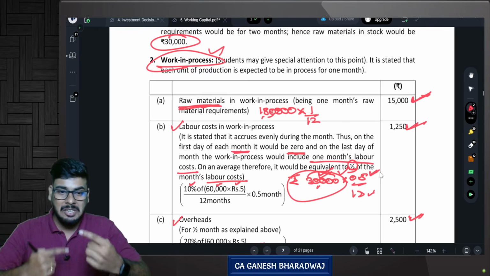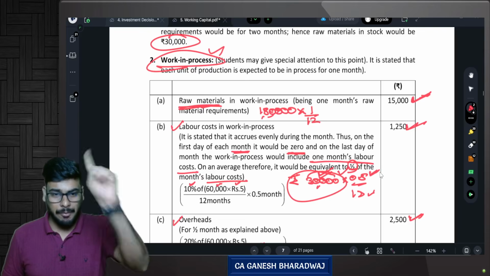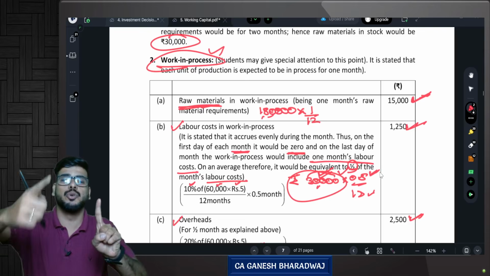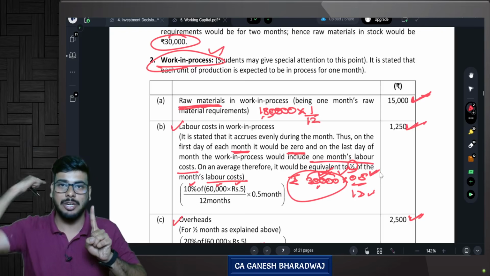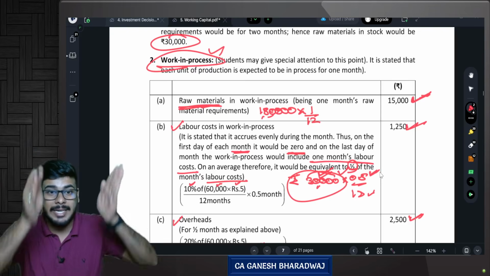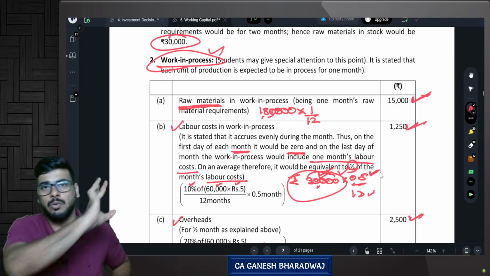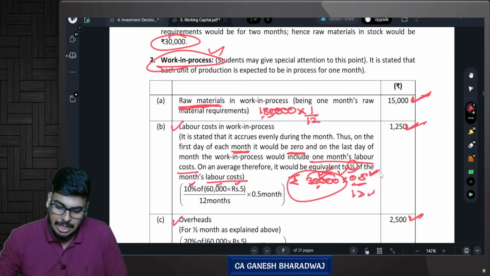So basically, I need to calculate the working capital requirement for one cycle alone. Once you are able to do it, automatically the cycle will keep on running. That's why we are calculating the working capital requirement for one particular cycle. Are you clear with this? Yes. So now with this, we have finished.